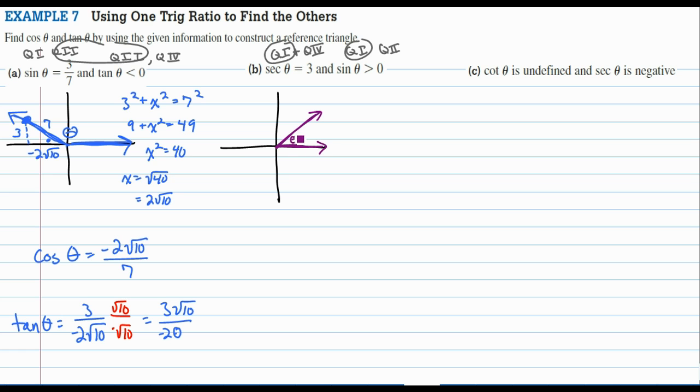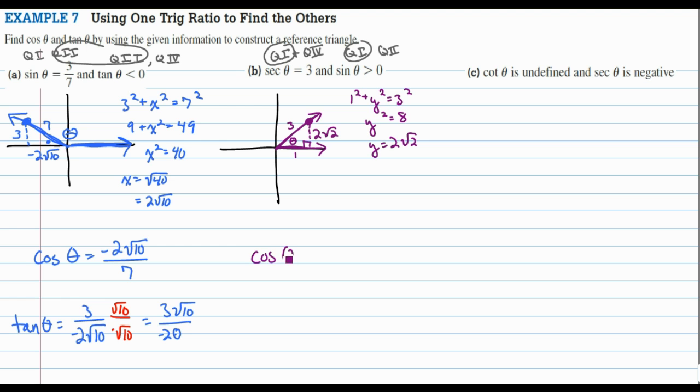So I'm going to pick any random point on that terminal ray, draw my reference triangle, and then secant is the reciprocal of cosine, so that would be hypotenuse over adjacent. So the hypotenuse is 3, the adjacent is 1. I can do a little Pythagorean theorem off to the side. I'm finding the y-coordinate this time.